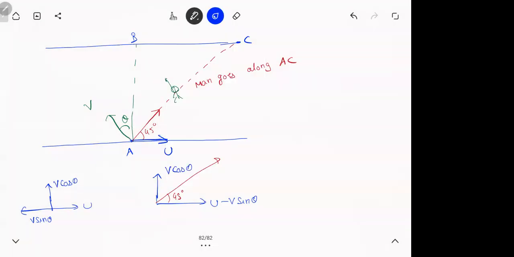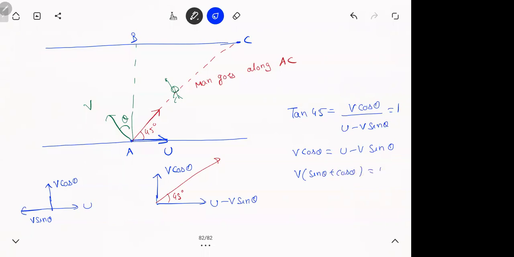What did you guys do? Did you guys take the horizontal component as 0? Something like that. The horizontal component is not 0 here. So we know tan 45 is the opposite side, V cos theta by U minus V sin theta, which is 1. So we get V cos theta is U minus V sin theta. So bring V on one side. So sin theta plus cos theta is U by V. U is 5, V is 10. So that is half. I think you can leave it here.